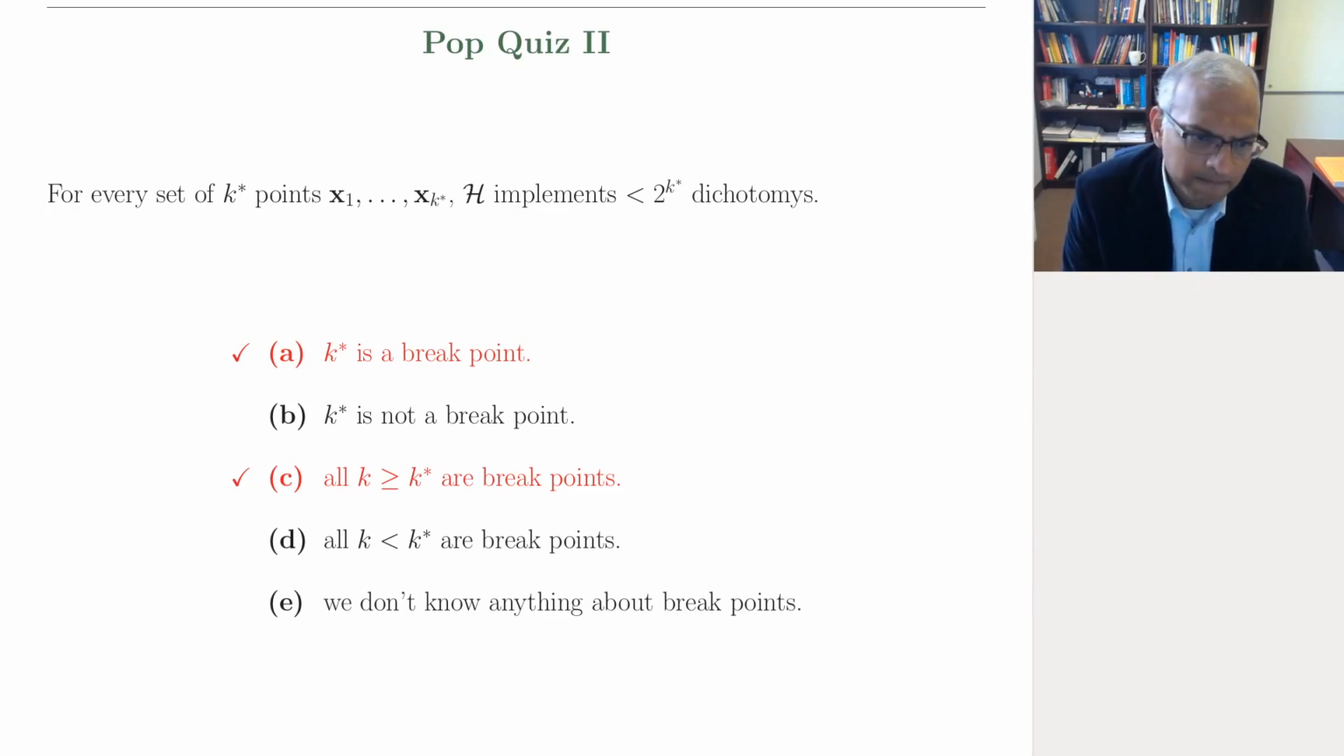Okay. Now, if you observed that once you have found a breakpoint, if your hypothesis set cannot shatter k star data points, no matter how you arrange them, then you cannot shatter any larger number of data points, no matter how you arrange them. Then you would have said C, and that's great. You have an even deeper understanding of breakpoints. And if you said A and C, then you got it perfect. Because both A and C are correct.